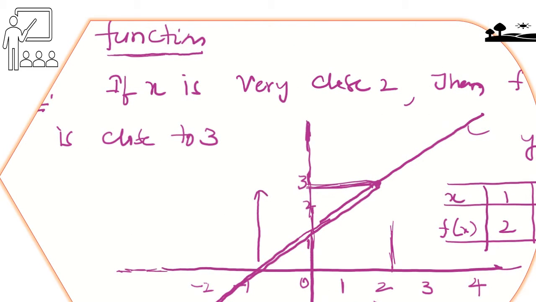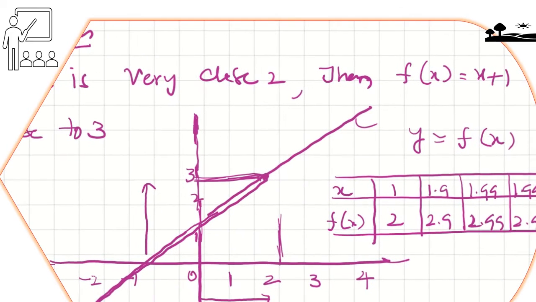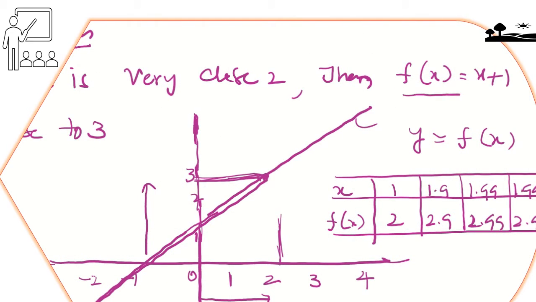If x is very close to 2, I mean x is taking values which are very close to 2, then for the function defined as f of x equals x plus 1, the function is taking a value which is very close to 3. That means when x is approaching 2, f of x is approaching 3. So this is one example of a limit.